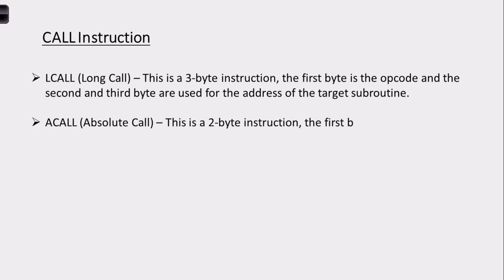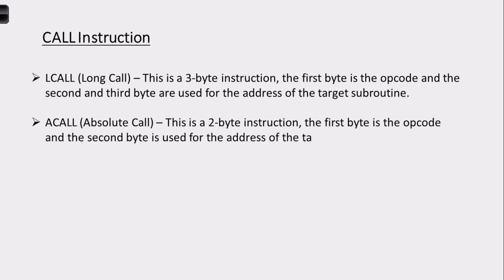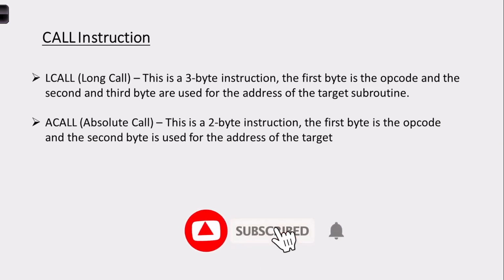The only difference between long call and absolute call is that LCALL is a 3-byte instruction, where the first byte is the opcode, and the second and third bytes are the address of the target subroutine. Whereas ACALL is a 2-byte instruction. The first byte is the opcode, and the second byte is the address of the target subroutine.